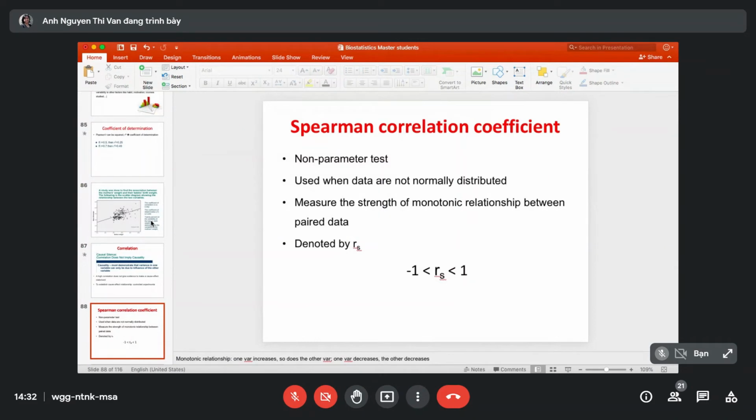When the data are normally distributed, you will apply the Pearson correlation to find out the correlation. But in case the data are not normally distributed, instead of using Pearson correlation, you will use the Spearman correlation coefficient test. It is a non-parametric test, so we don't need the assumption about normal distribution. You don't need to check the normality for this test. So which test will be more powerful between the Pearson and Spearman correlation?